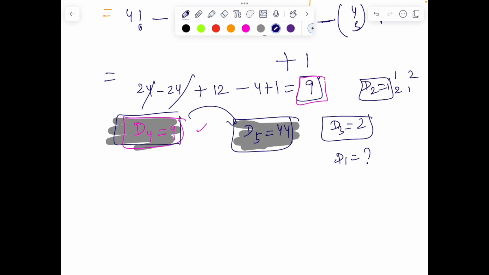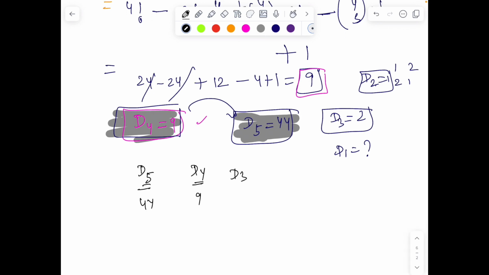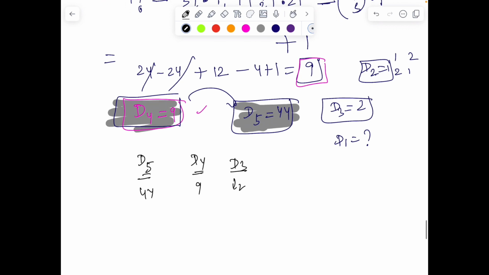Think of this. What about D2? If you have 2 objects, 1, 2, the only way they can be deranged is one way. So there is some pattern also from D2, D3, D4, D5. Okay, what is that pattern? Let's say if I think of D5 and D4. So D5 is 44 and D4 is 9. Right. What about D3? It's 2.